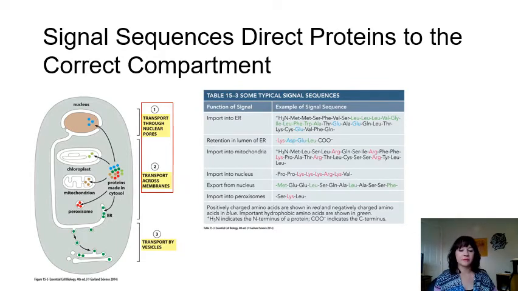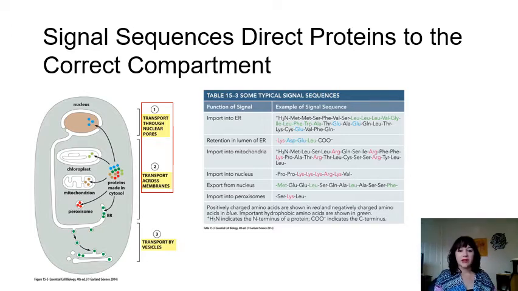Let's talk about these first two routes. So if a protein is ending up in the nucleus or in things like the mitochondria or the peroxisome, or the endoplasmic reticulum, it is going to be directed using these signal sequences, all right? So signal sequences are not used for vesicular transport, right?